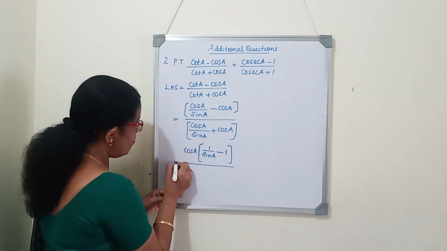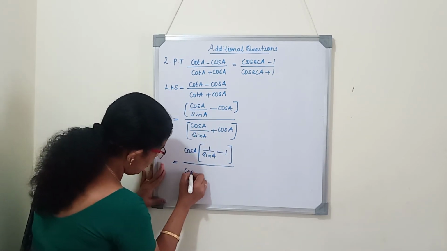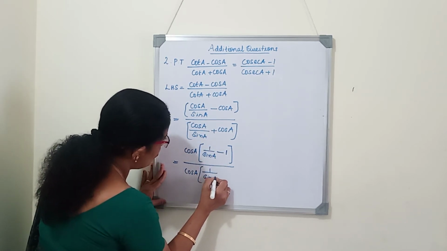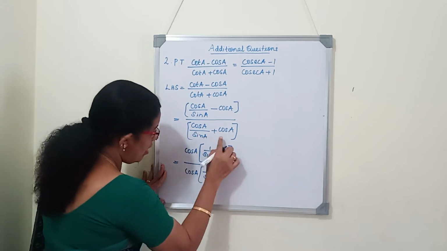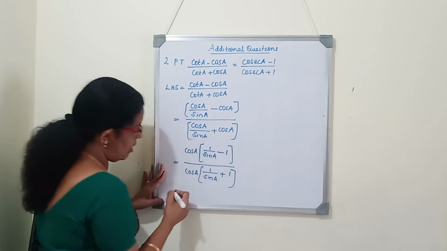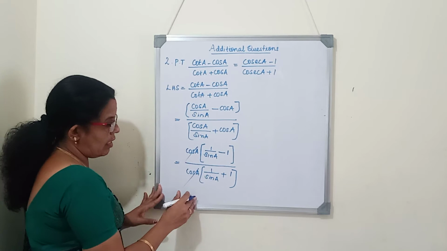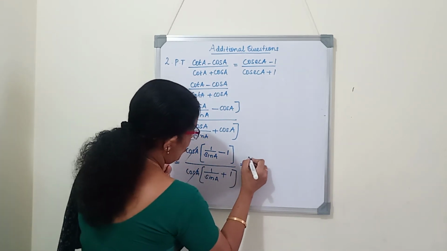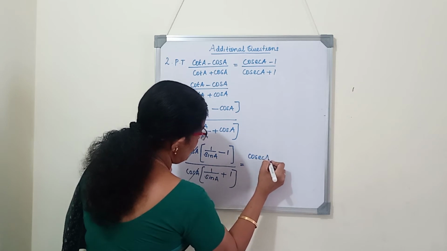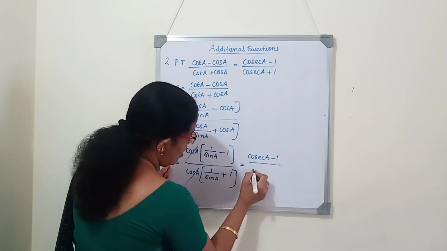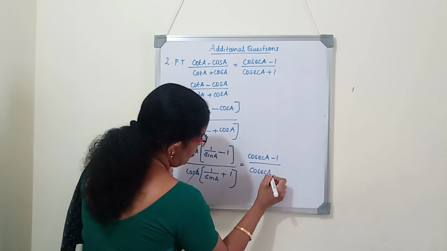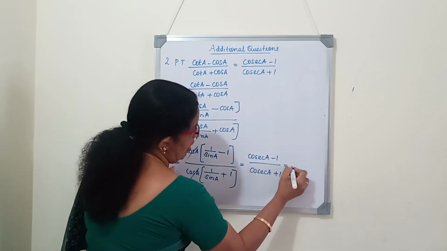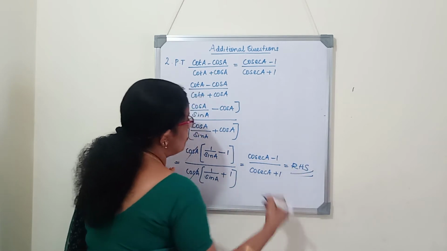Again in the denominator, same way we will take cos A common. The first term 1 by sin A, plus, cos A we will take outside, so we will write 1. So now here cos A cancels. Now what is 1 by sin A? 1 by sin A is cosec A, minus 1 by cosec A plus 1. So depending upon the answer, we will be changing the method, and that is equal to the answer.